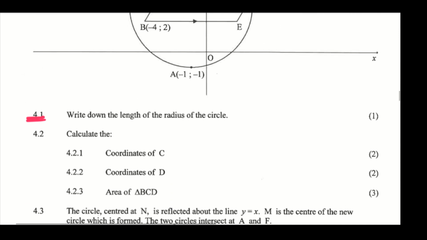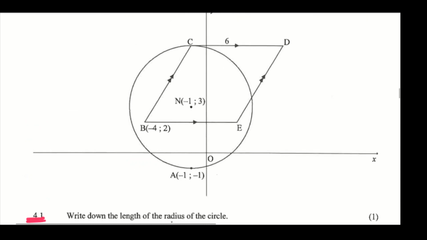Now, going to 4.2, we are asked to calculate the coordinates of C. So now we know that the length of the radius is 4 units, right? We calculated it from here to here. It's 4 units, which is equals to from here to here, of 4 units, right? So for us to find the coordinate of C, we can simply use the distance formula, because now we're having C being here, and this is D, which is 6 units, and this is 4 units. So we can simply use the distance formula, equating both of that distance formula to find the coordinate of C.